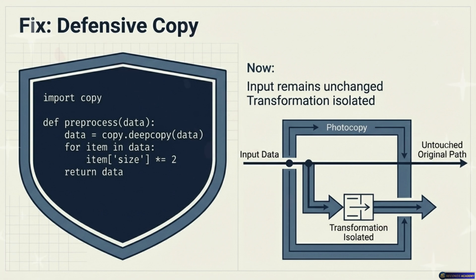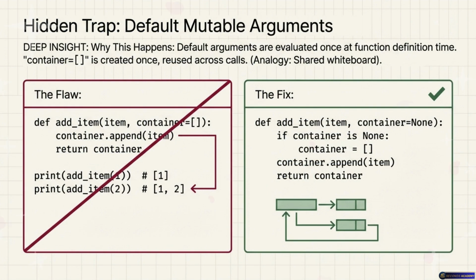Yeah. You have to manage the memory explicitly rather than letting mutations happen silently, because silent mutations often come from hidden traps in Python itself. Oh, there are so many traps. Let's talk about trap number 1, mutable default arguments. This is a classic beginner mistake. You write a function like def add_item, and it takes an item and a container that defaults to an empty list.